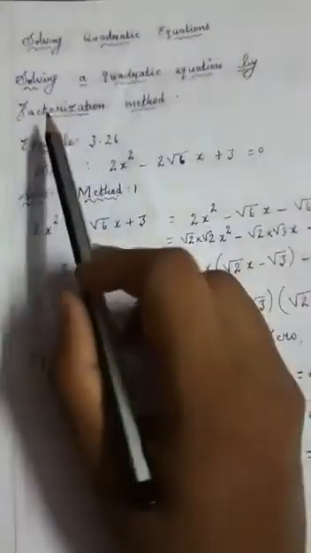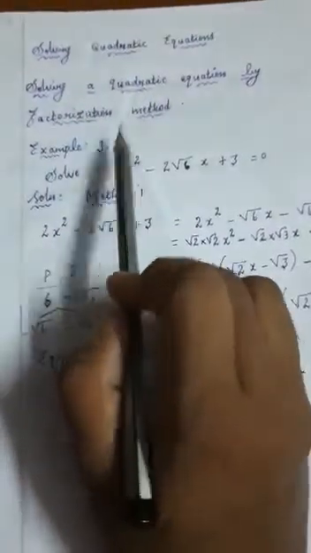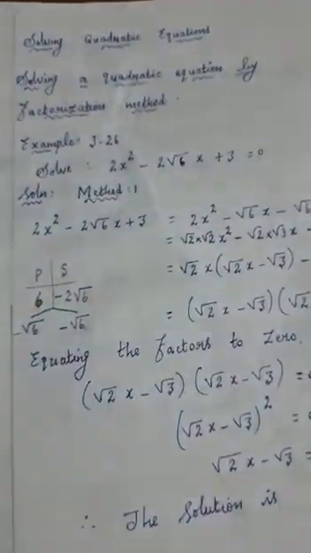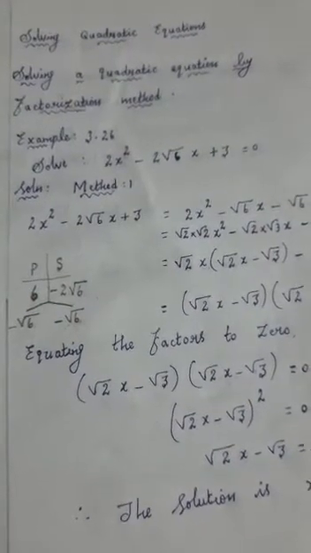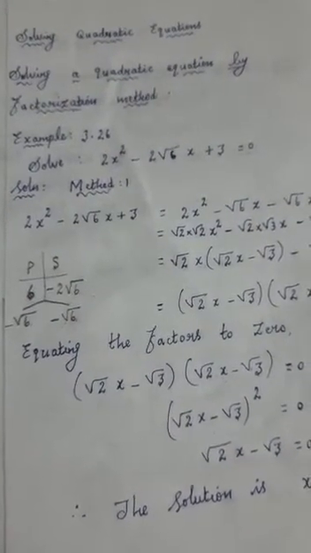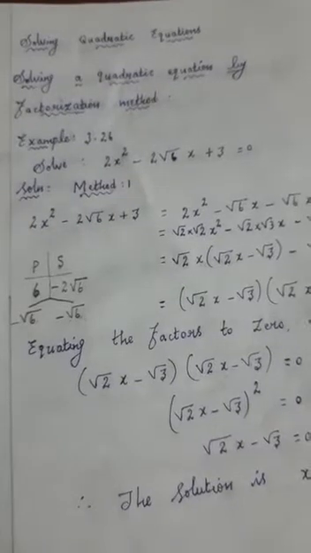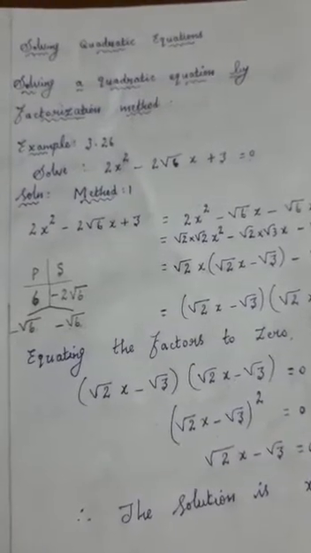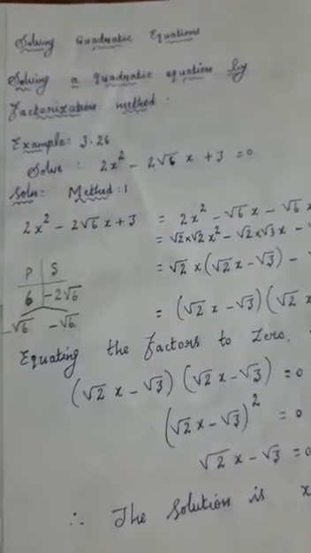All of us know how to solve the quadratic equation using the factorization method. This we already know. The second one is the square method and the third one is the formula method. In these three methods we will solve the quadratic equation. Now let us see how to solve the quadratic equation using the factorization method.